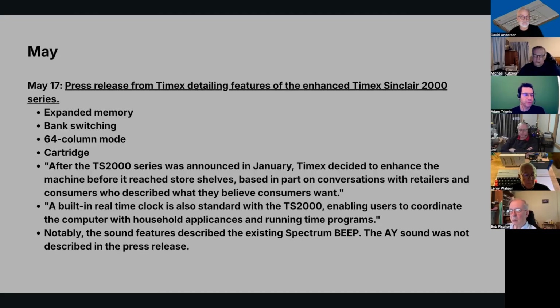Well, it was a popular feature of all the home computers. Well, I don't know about all the home computers, but many of them at the time, right.